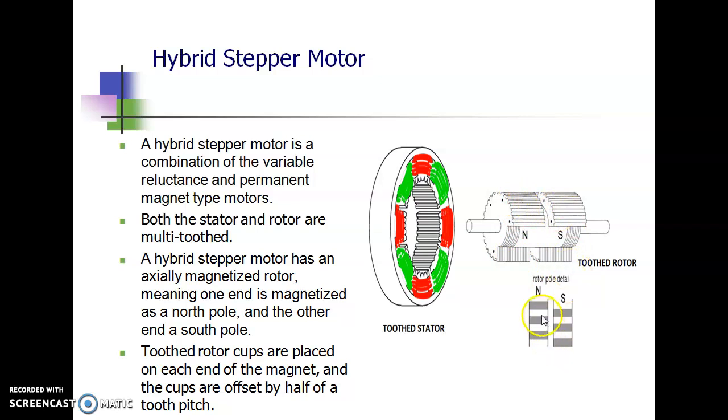So you can see here, this is north and this is south, and both tooth cups have an offset of half of a tooth pitch.